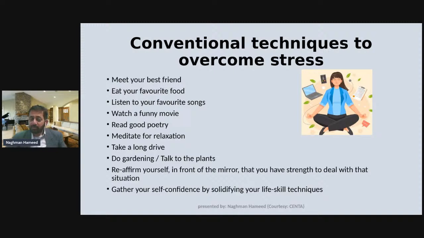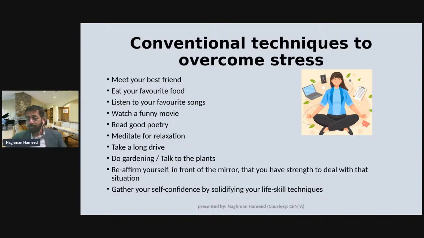Watch a funny movie, it's a good idea, not a bad one. Read good poetry. Yeah, so poetry is also actually a control measure, right? Since I'm a poet myself, so it actually does that. Meditate for relaxation. Yeah, meditate. It may be anything you do religiously. Meditation is in every religion, so it obviously gets you out of stress.